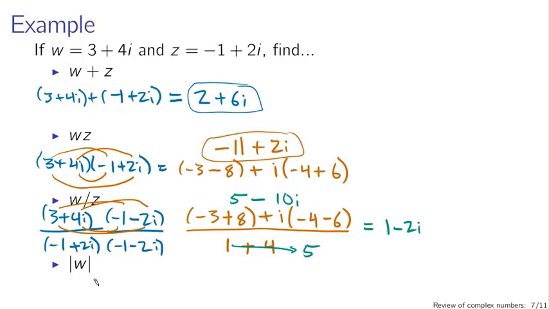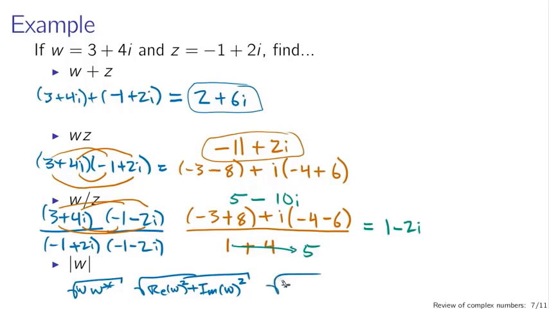Now for the absolute magnitude of w, 3 plus 4i, you can think of this as the square root of w times w star. You can think of this as the square root of the square of the real part plus the square of the imaginary part, which is perhaps a little easier to work with in this case, so you don't have to distribute out complex numbers in that way. Real part is 3, imaginary part is 4, so we end up with the square root of 3 squared plus 4 squared, which is 5.